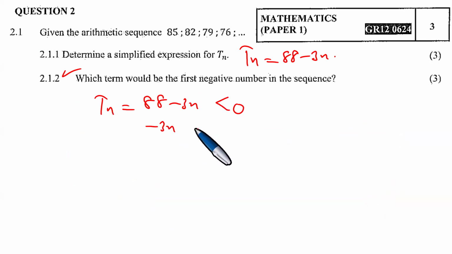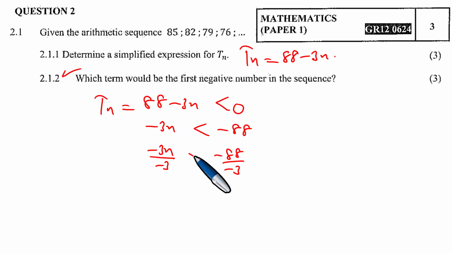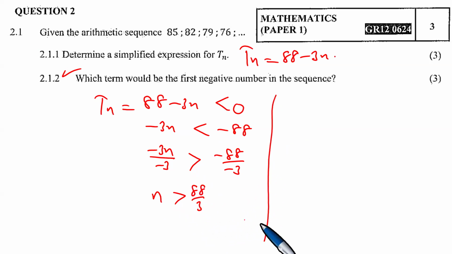So minus 3n is less than minus 88. If you divide by minus 3 on both sides, dividing by a negative number means the inequality changes direction from less than to greater than, so n is greater than 88 over 3. You can write your answer as 88 over 3, but that is not the best thing to do as a mathematics student, because we're interested in which one is going to be the first negative number.